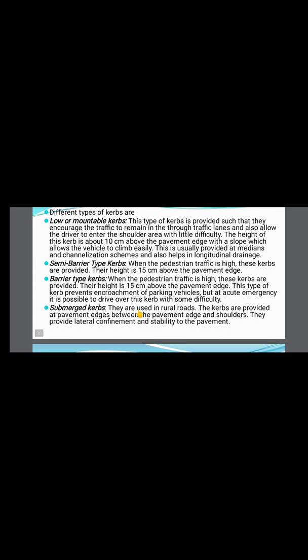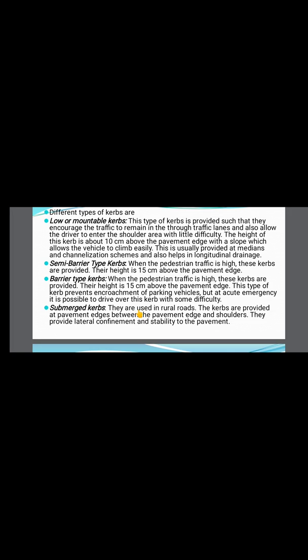Barrier type of curve. When the pedestrian traffic is high, these curves are provided. The height is 15 centimeter above the pavement edge. This type of curve prevents encroachment of parking vehicles. But in an acute emergency, it is possible to drive over this curve with some difficulty.